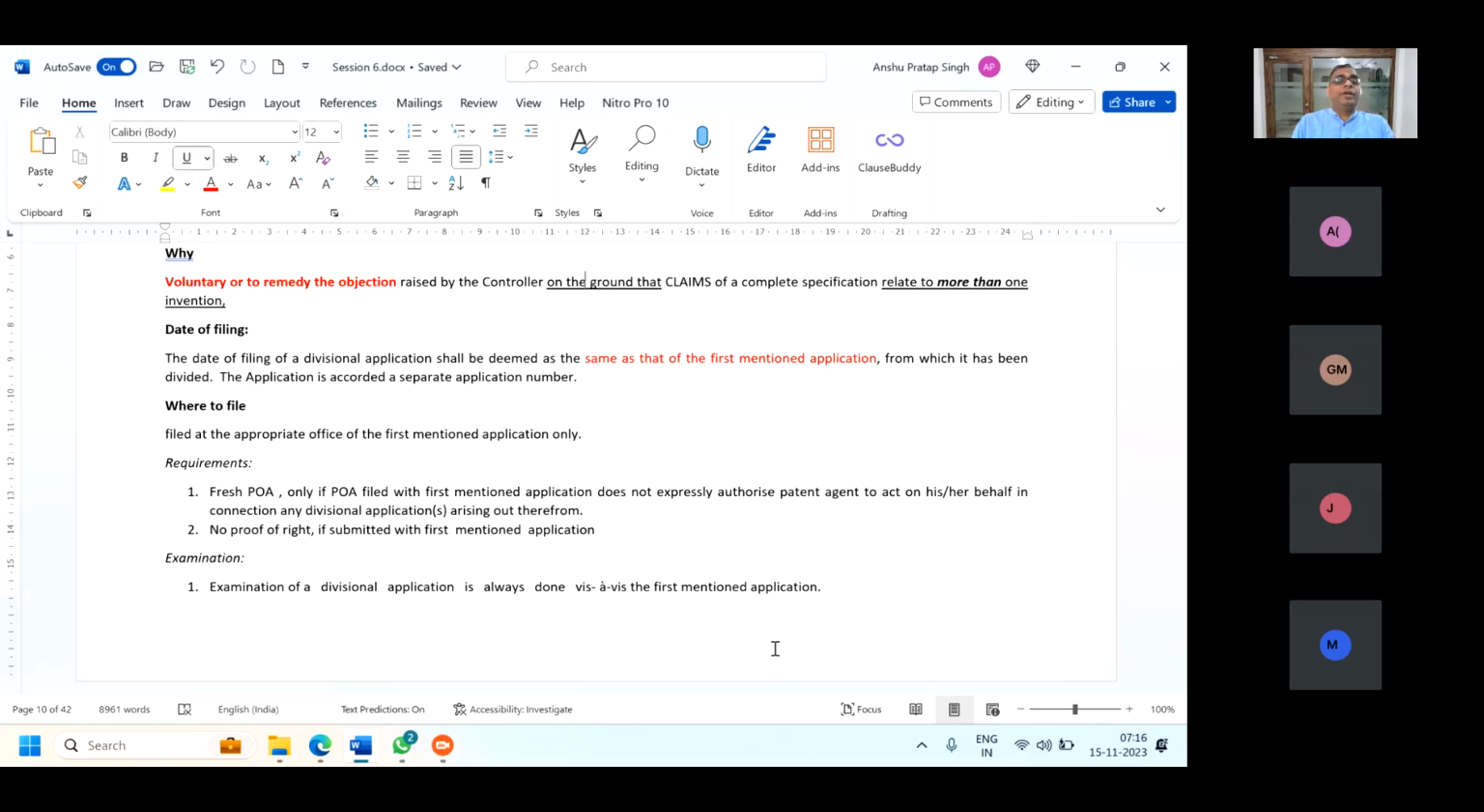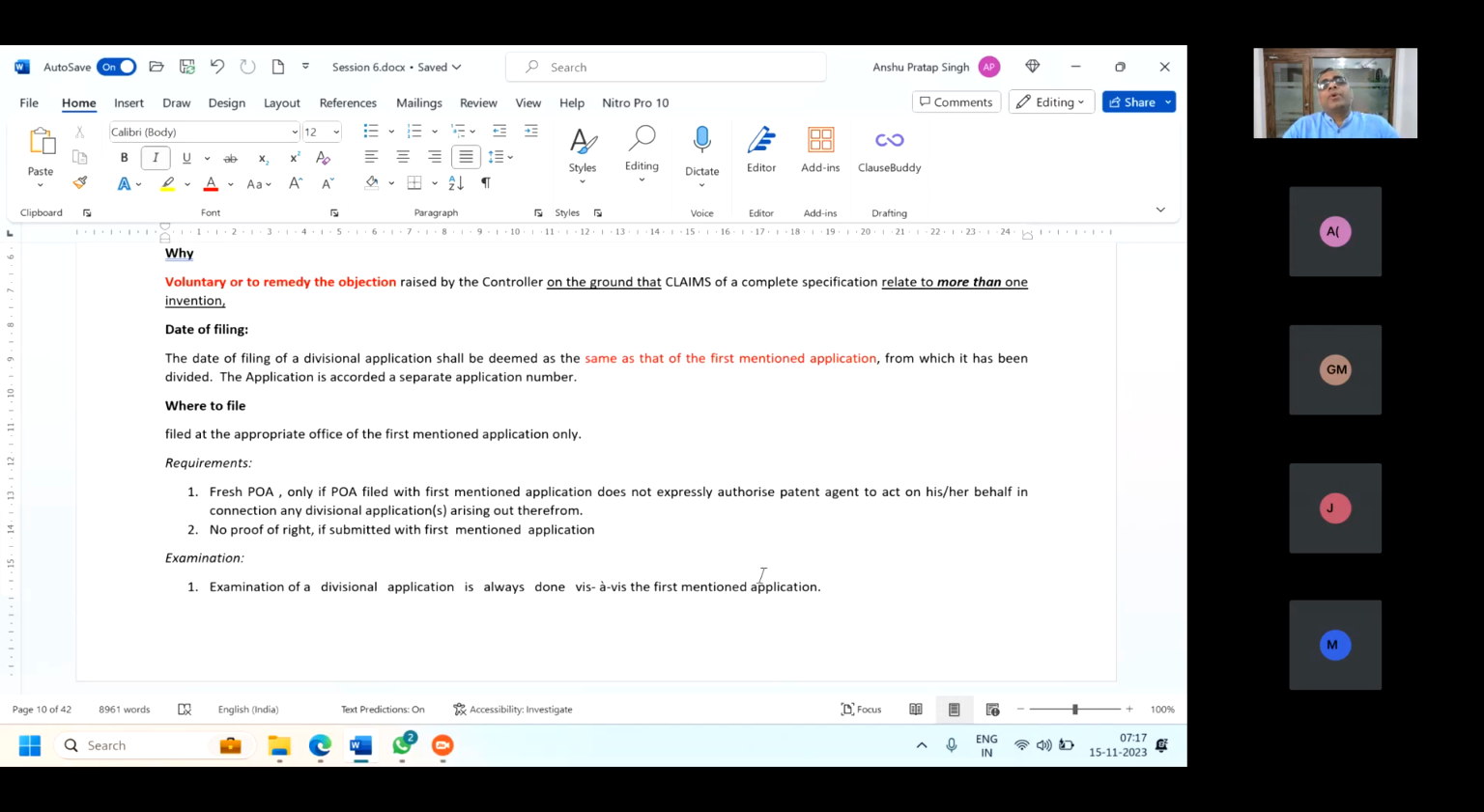Now comes where to file. In general, we understand that there is a choice of place of residence when you are filing the first mentioned application. However, that choice is not there with you when you are filing a divisional application. The office which was mentioned for the first mentioned application will be the office for the divisional application also. What will be required? Do you require a separate power of attorney again?